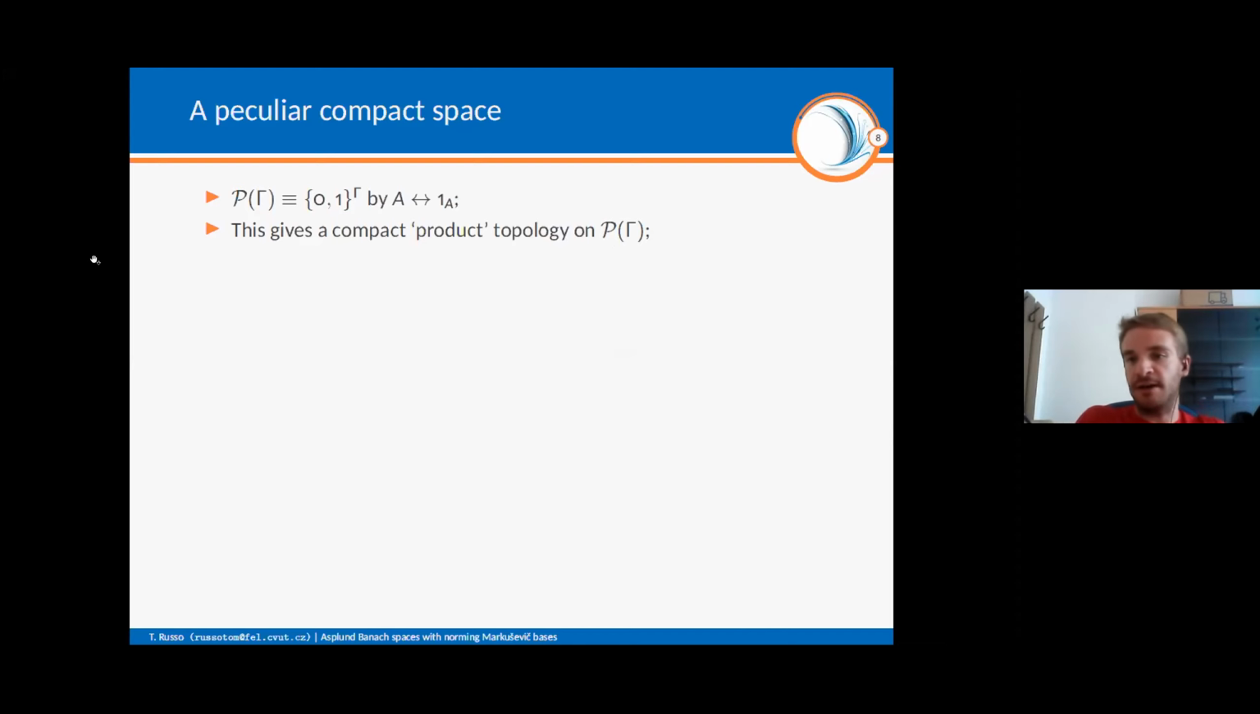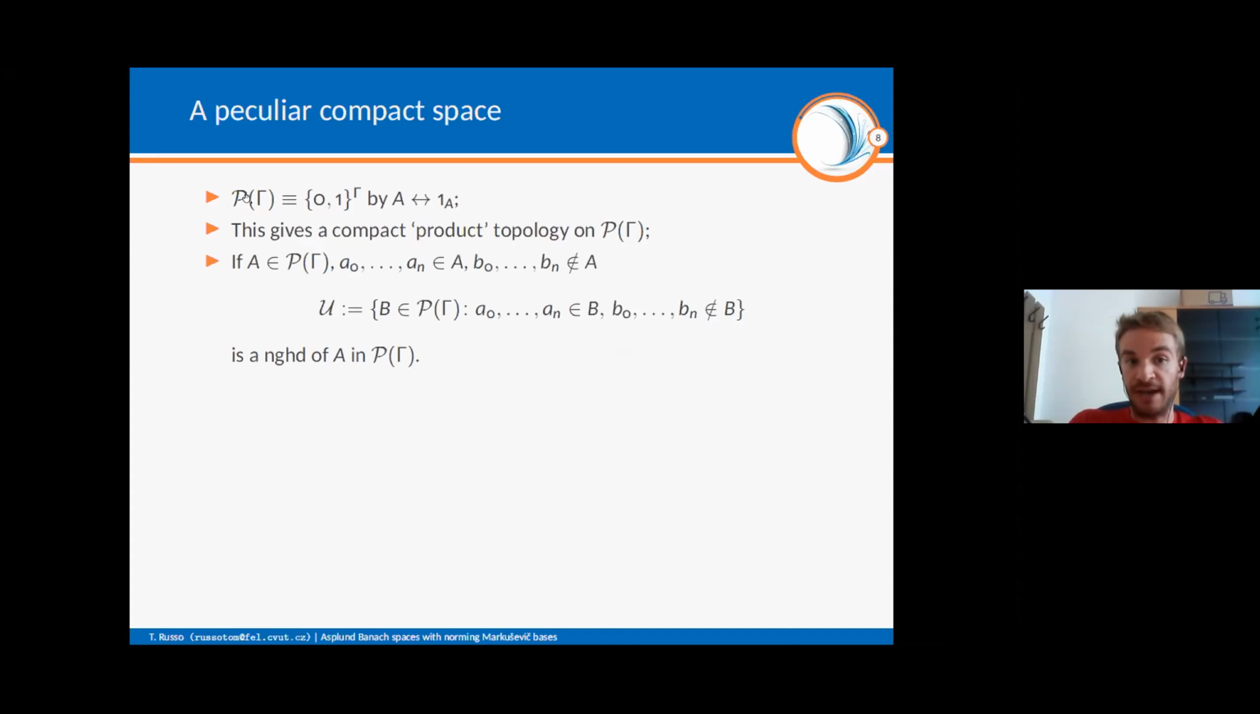So we obtain a product topology on the power set of gamma. And since the product topology depends on finitely many coordinates, neighborhoods of a set here will just be, if you pick a set A, a subset of gamma, all sets that agree with A on finitely many coordinates. So if you pick some A_0, ..., A_N inside the set and some B_0, ..., B_N outside the set, a neighborhood will be given by containing the A_j and not containing the B_j.